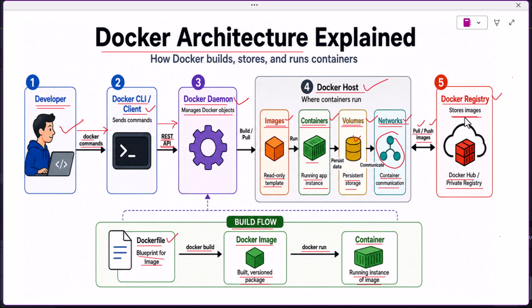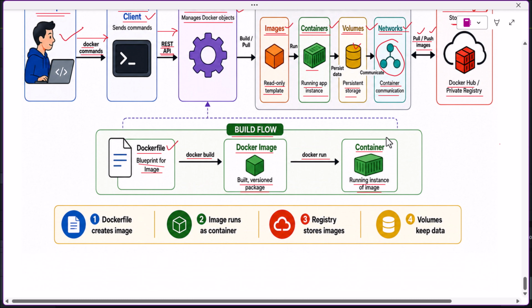Finally, remember this simple flow. A Docker file provides the instructions. Docker build creates an image. Docker run creates and starts a container from that image. A registry stores and shares images, volumes preserve data, and networks connect containers. That is how the main components of Docker architecture work together.